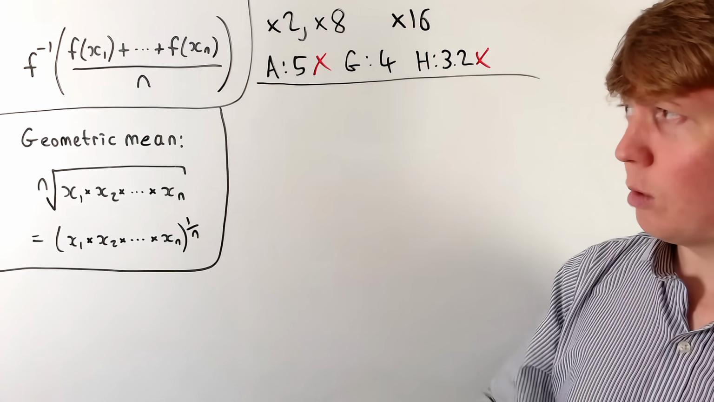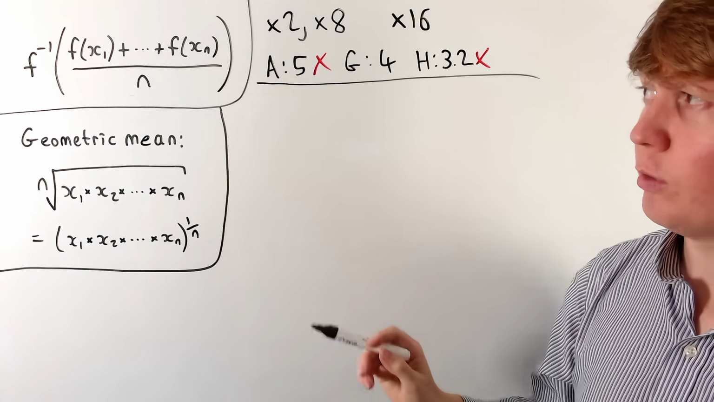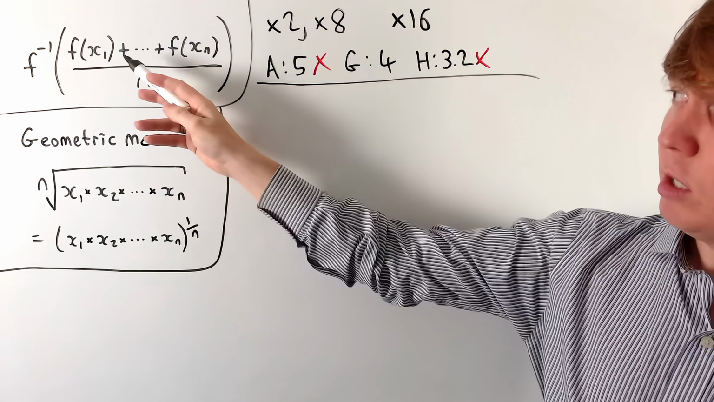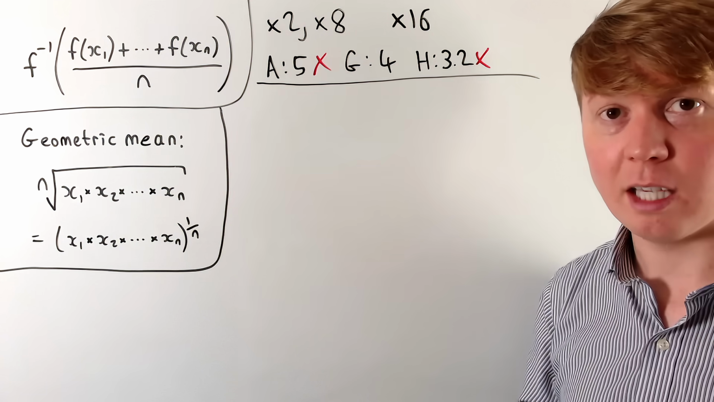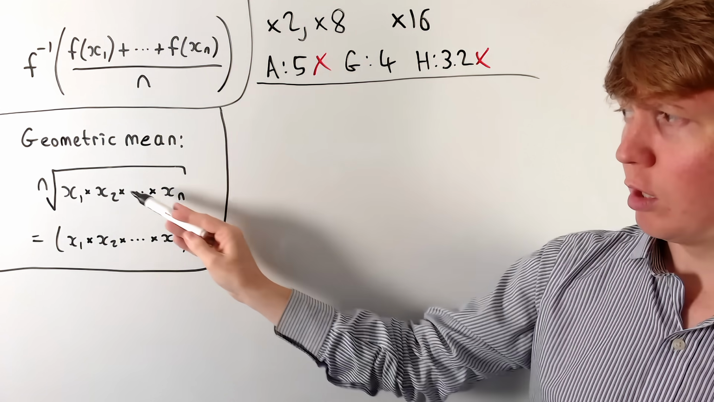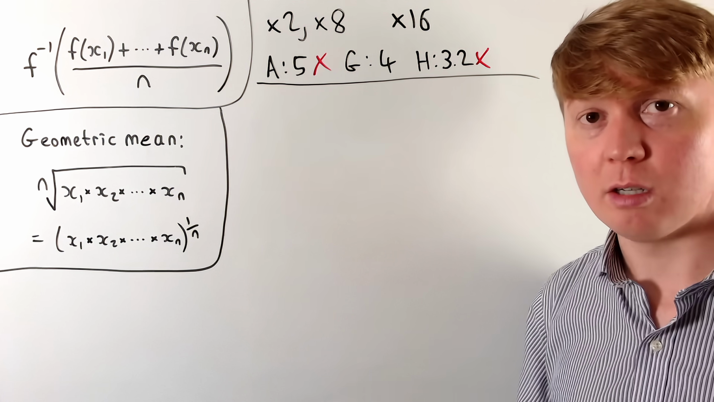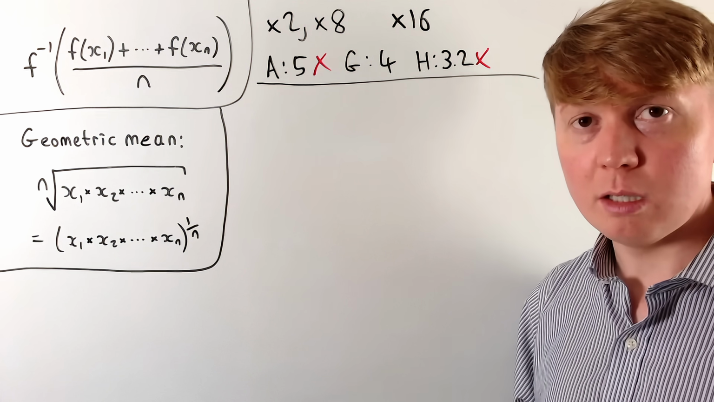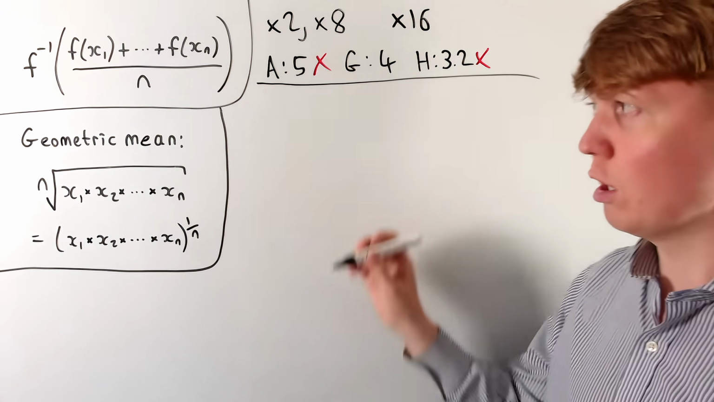So how can we get the geometric mean to look like this with our function f? Because you can see here, we need to somehow have some functions being added together, whereas in the geometric mean, the formula here involves multiplication. Well, the natural way to go between addition and multiplication is actually to use logarithms.